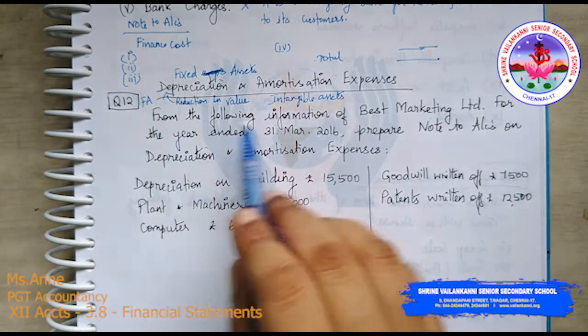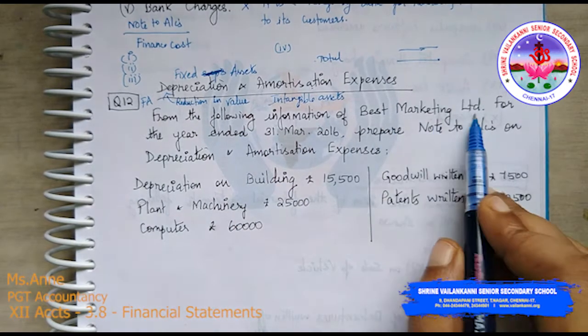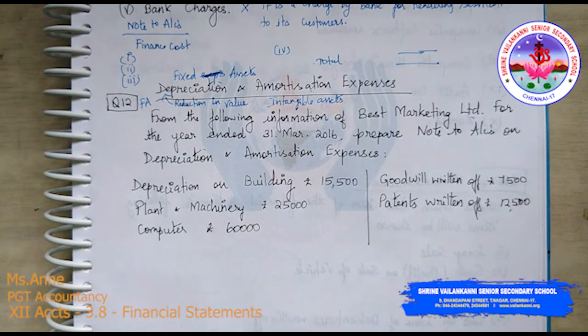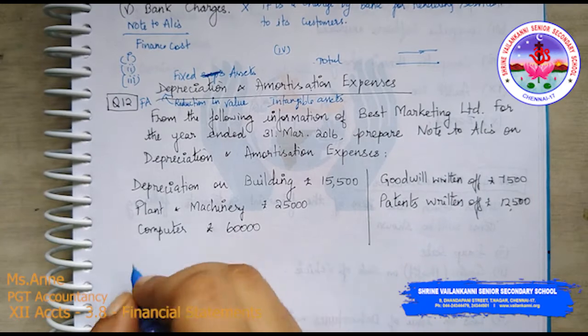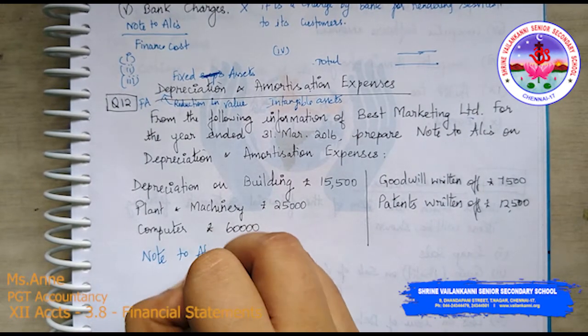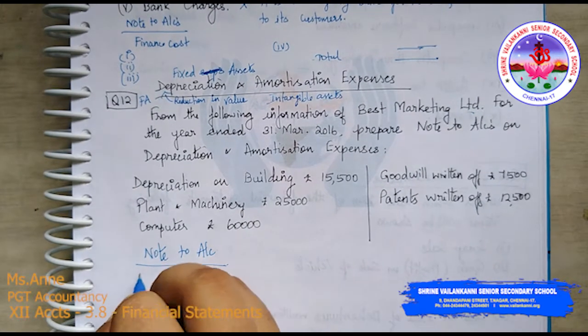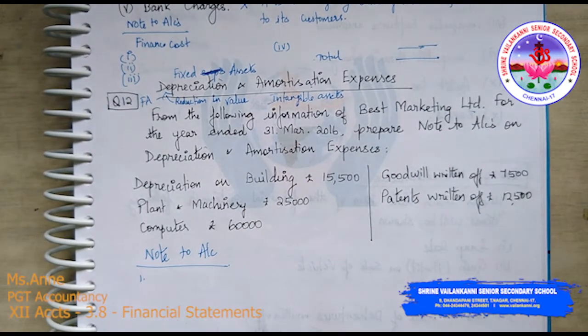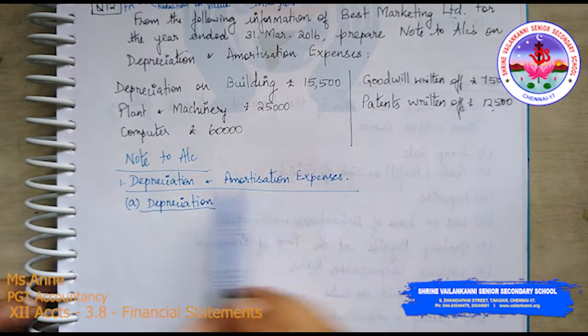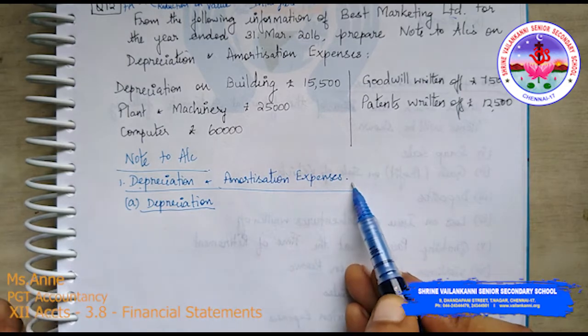Okay, so from the following information of Best Marketing Limited, for the year ended 31st March 2016, prepare notes to accounts on depreciation and amortization expenses. Now, what are all the depreciation accounts? We need to write it. Note to account number 1. How will you write it actually? You need to have here the heading, you need to give as depreciation and amortization expenses.